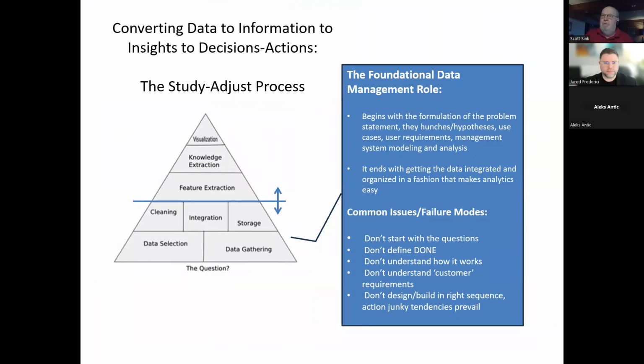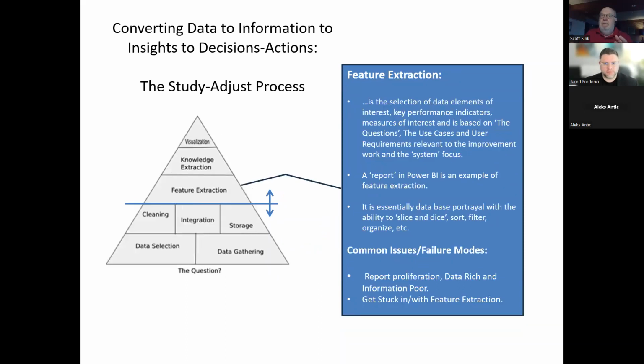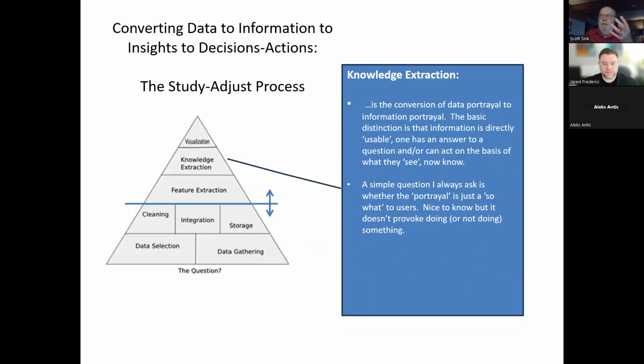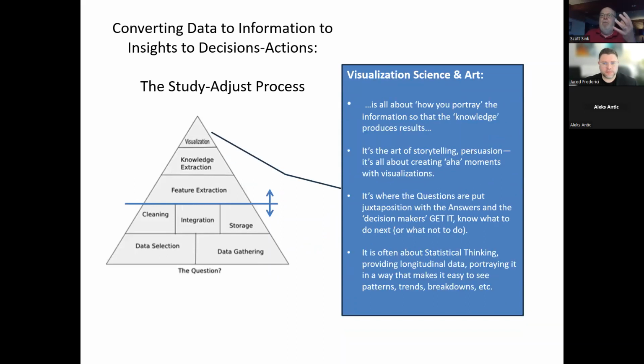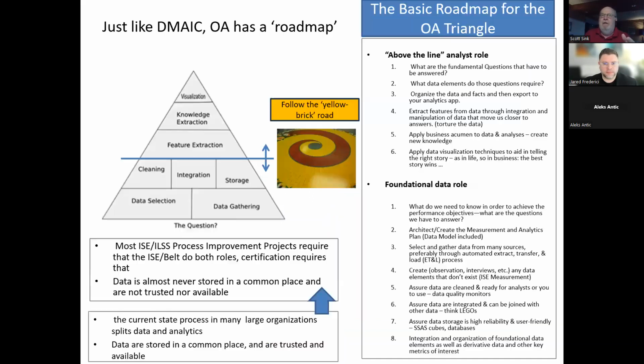I'm not going to cover this because we talked about it in that session in 201. We talked about the data management role, the feature extraction layer, the knowledge extraction layer, and the visualization layer. And then of course we talked about the above the line role and the below the line role.